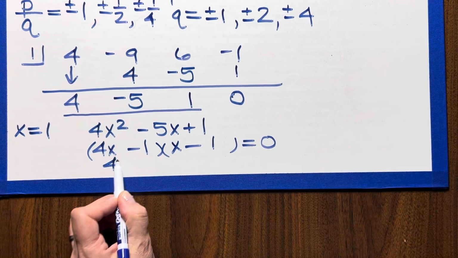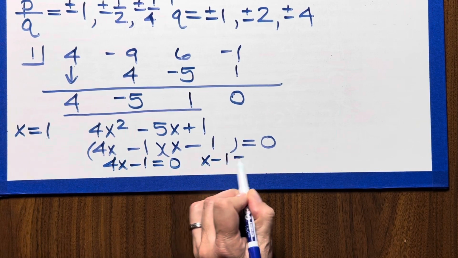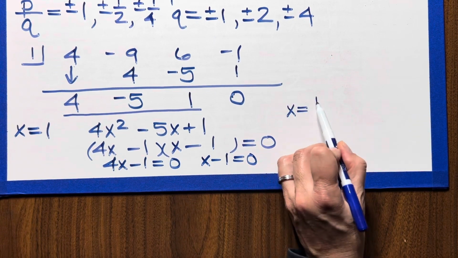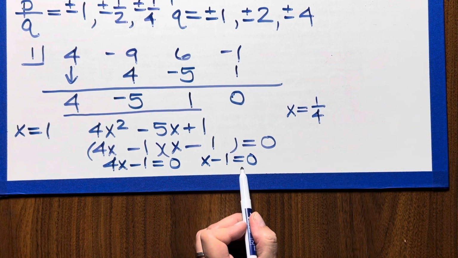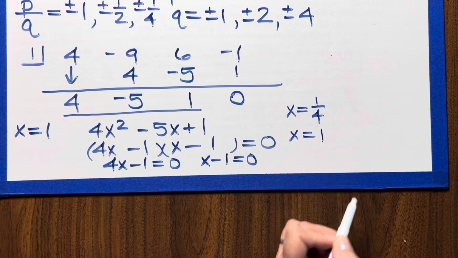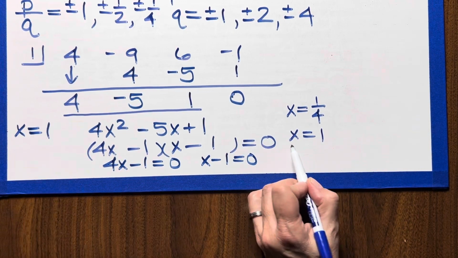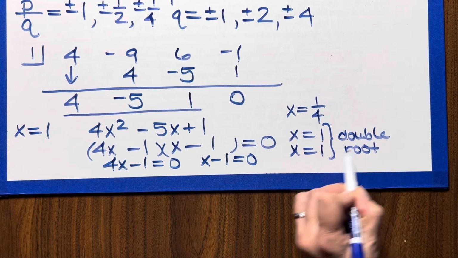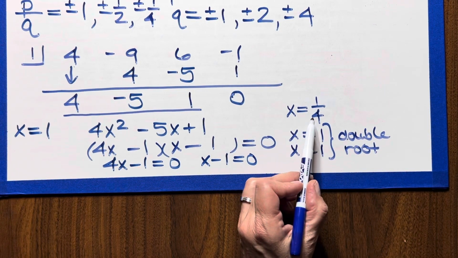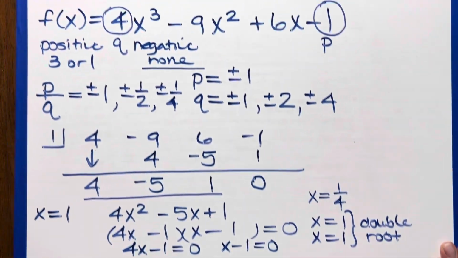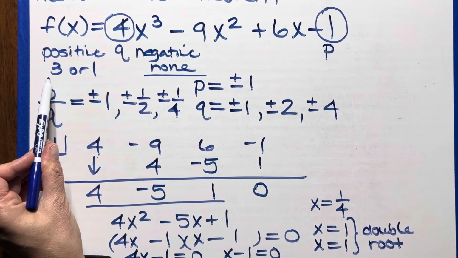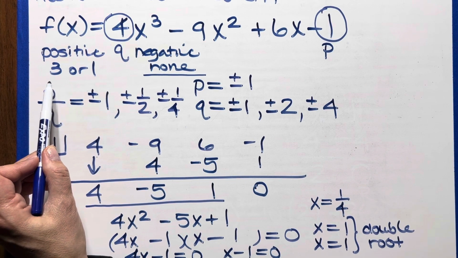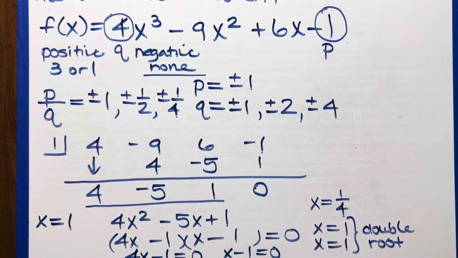I'm going to take each of these and set them equal to 0. These are going to give me my other two roots. So the 4x minus 1 equals 0 gives me x equals 1/4. And this other factor gives me another x equals 1. Recall that we already had an x equals 1. So right here, I've got a double root. This counts for 2 of the roots in my function. I have a 1/4. And if we go back up to the very top, we knew we could have potentially 3 positive roots, which in this case, we have 3 real roots, including our double root, and we have used the rational root theorem to find all of the roots for our polynomial.